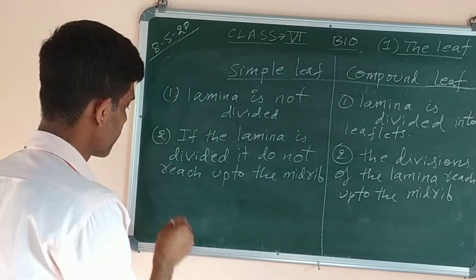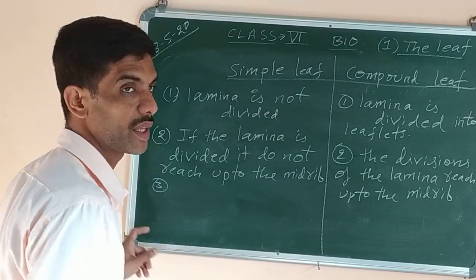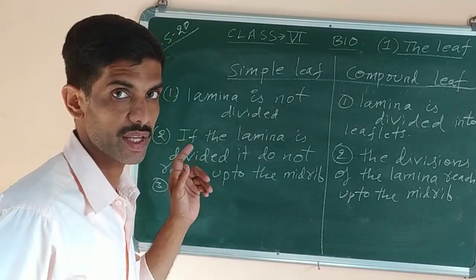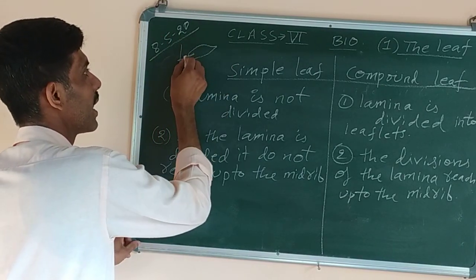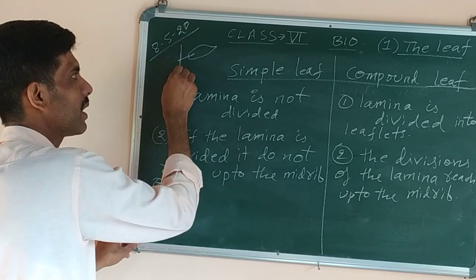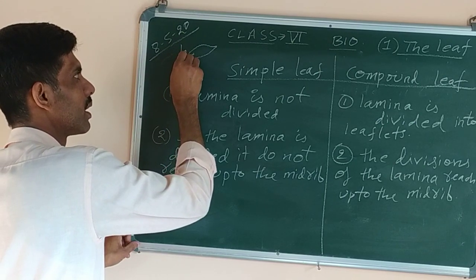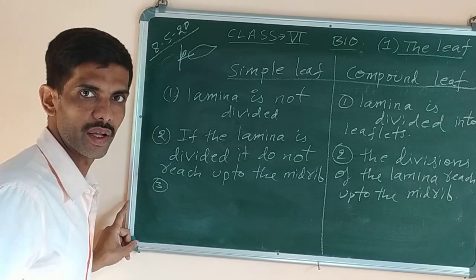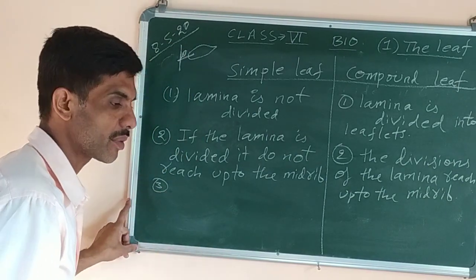Now the third point: a bud is present. A bud is a young undeveloped shoot. In the previous class we had done this. Like this diagram I am drawing, if this is the leaf, the angle found between the leaf and the stem is called the axil. Here a bud may be present. This is called the axillary bud. So that is the third difference we have to write: a bud is present in the axil of the leaf.